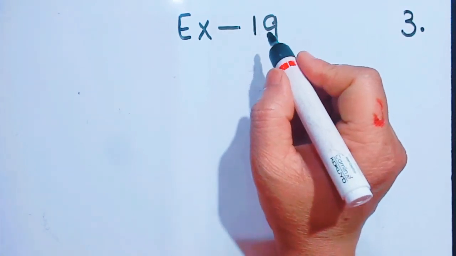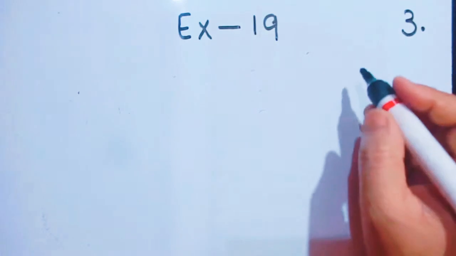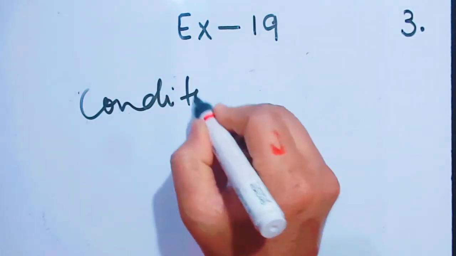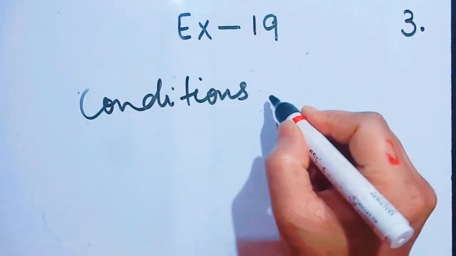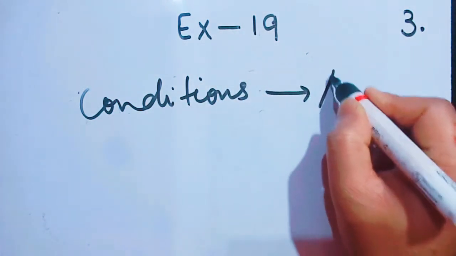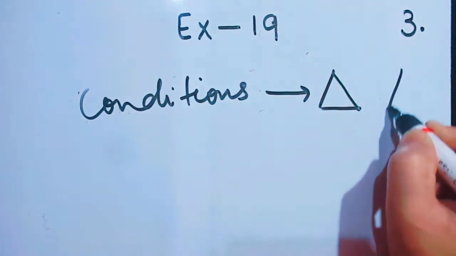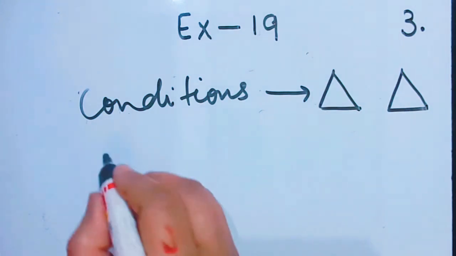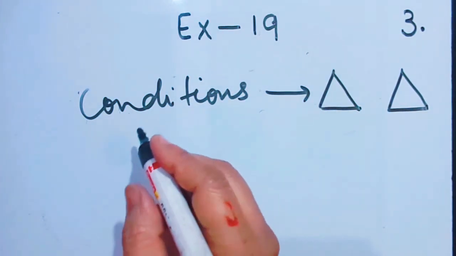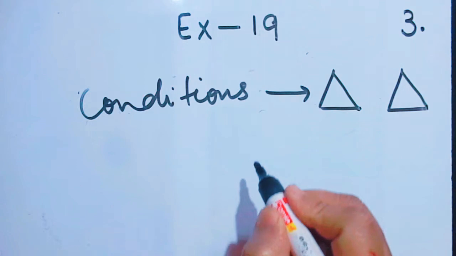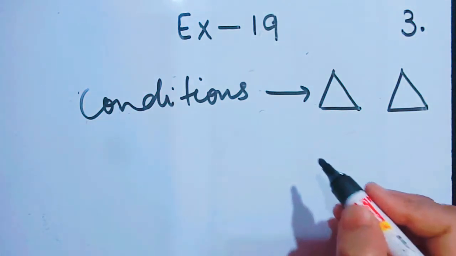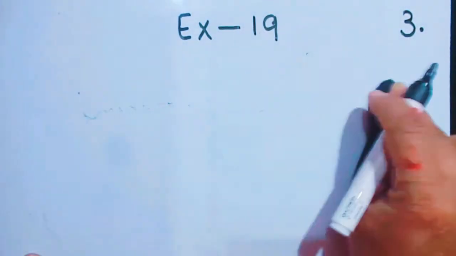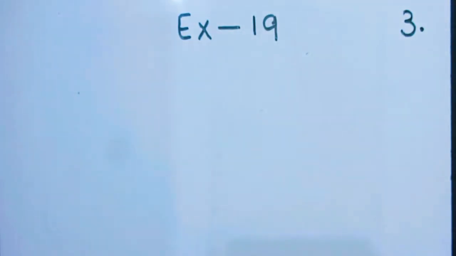So in the previous video, we studied the conditions by which we can prove that two triangles are congruent. And what were the conditions? The conditions were side angle side, angle side angle, side side side, and RHS. Here we shall be applying the same conditions and we will see whether two triangles are congruent or not.